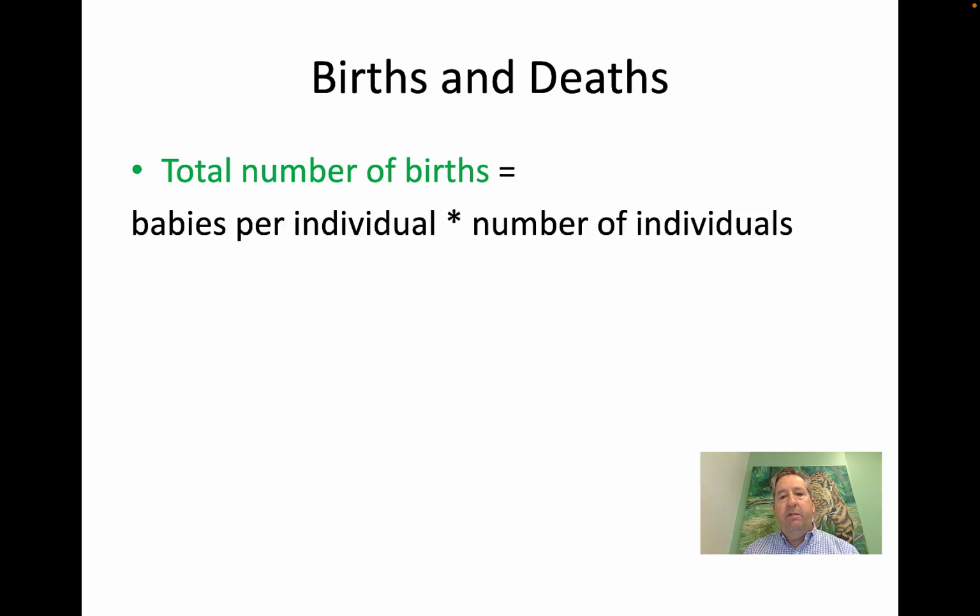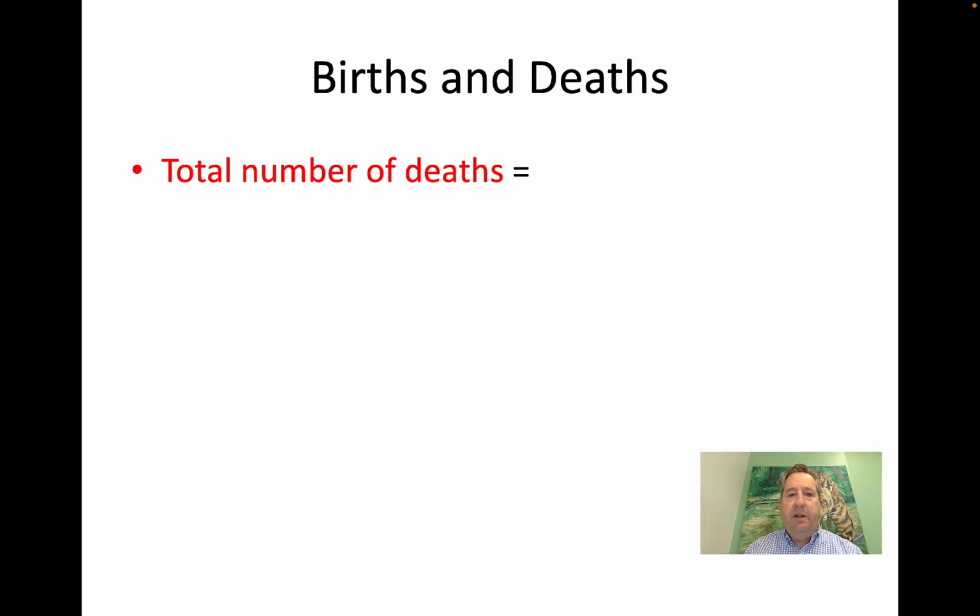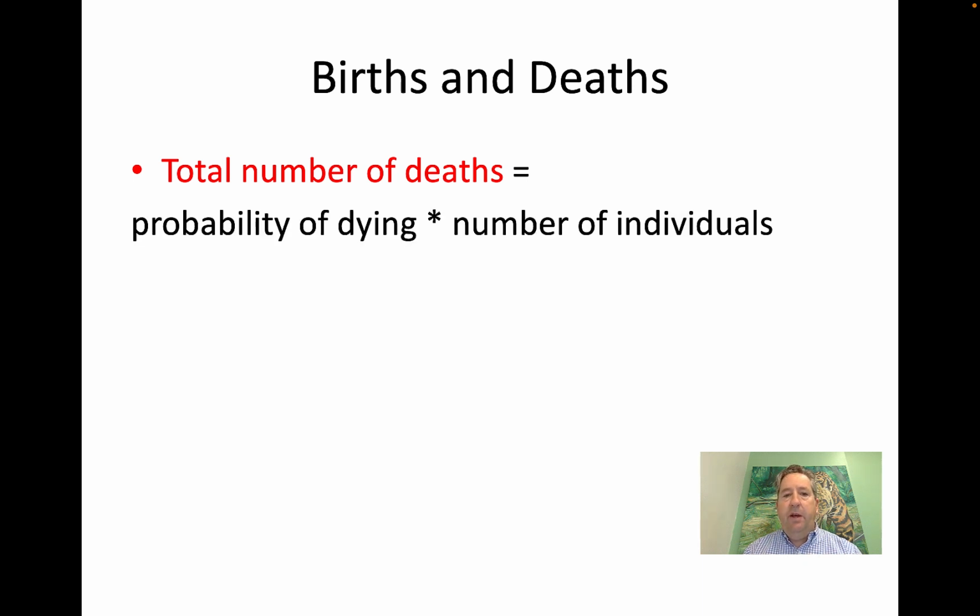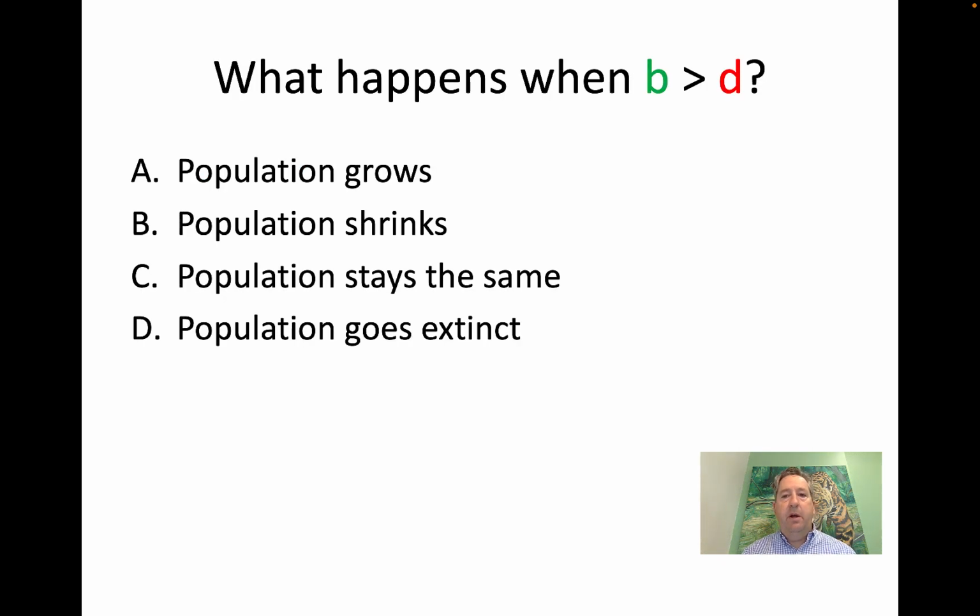So if we look at births and deaths, the total number of births for a population is going to be the babies per individual times the number of individuals in that population. We can use little b for babies per individual or births per individual, and n for the population. So b times n would give us our number of births. Similarly, deaths is the probability of dying times the number of individuals, and we'd have d and n, and the d times n would give us the number that died during a given time period.